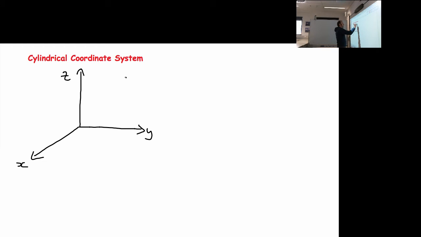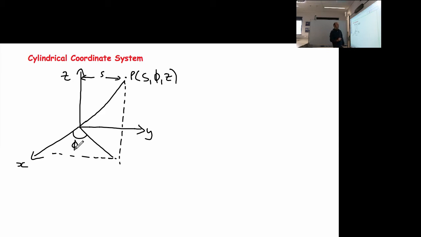So in this lesson, we're going to consider the cylindrical coordinate system. So first of all, I'm going to draw up my various axes again. So you have X, Y, and Z. And what we're going to do is consider some point P, which is given by the cylindrical coordinates S, Phi, and Z.